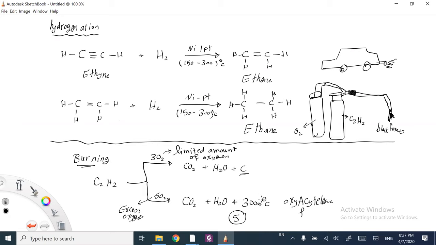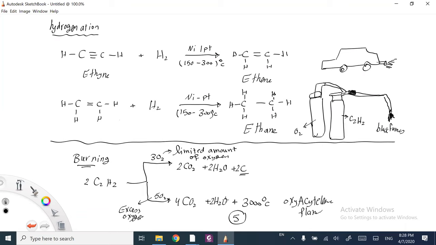flame. The balance in each case has 2 carbon atoms, 2 carbon atoms for the ethane. In each case, we take two molecules of ethane or acetylene. They produce, with the 3 oxygen atoms, two water molecules and two carbon dioxide gas. But with five oxygen atoms, it gives us four CO2 and two molecules of water, and the oxyacetylene flame reaches 3000 degrees Celsius.